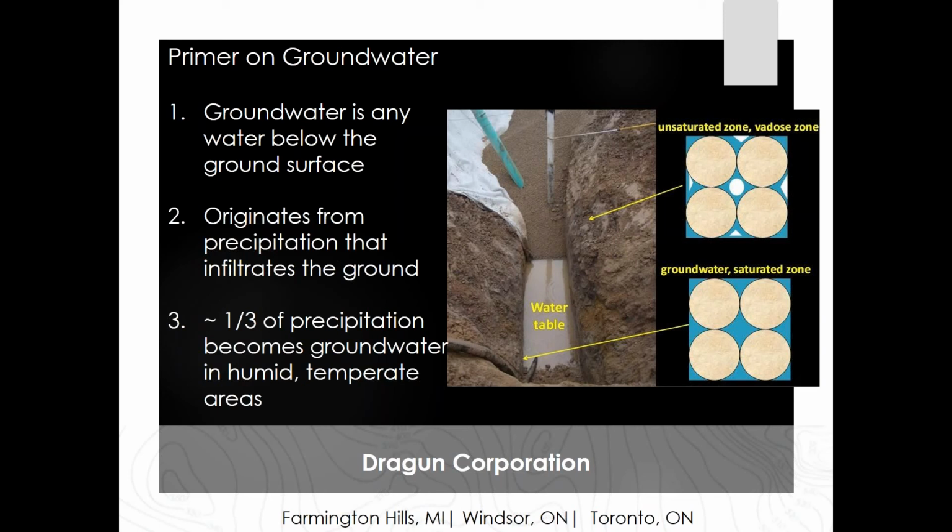Groundwater originates as precipitation that infiltrates into the ground, and about 1/3 of precipitation in humid, temperate areas like the middle of the continent becomes groundwater. The rest of it either flows on the surface or evaporates and so on. So for example, in Michigan, we get about 36 inches of precipitation every year. So on average, about 12 inches of that would reach the water table and become part of the groundwater.